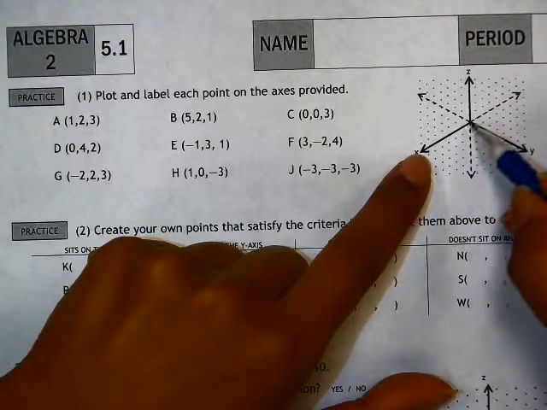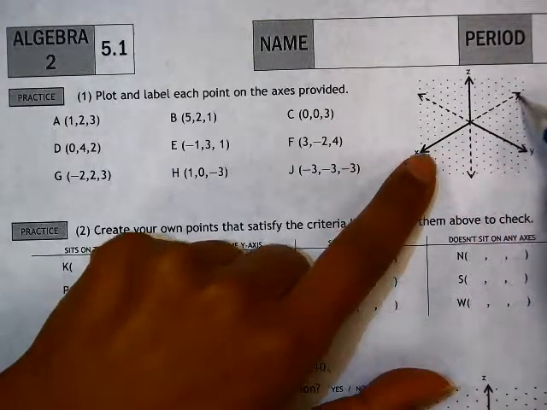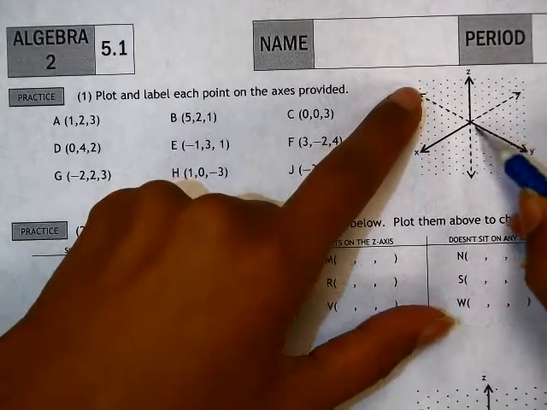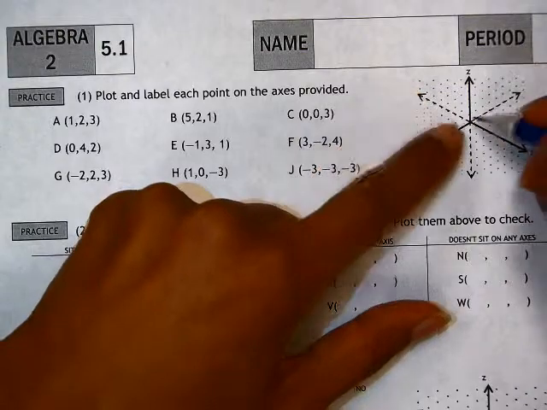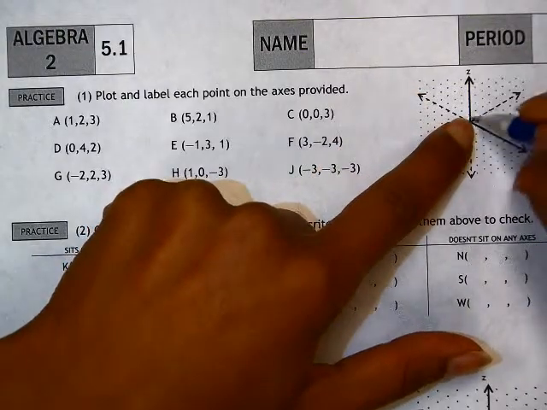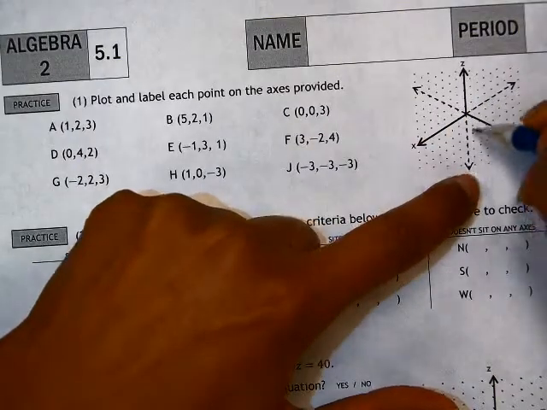Here we have the x-axis. This is the positive side, and this is the negative side of the x-axis. Here we have the y-axis. The solid portion is the positive. This is the negative, the dotted line. And on the z-axis, the solid portion here is positive and the negative portion is dotted.